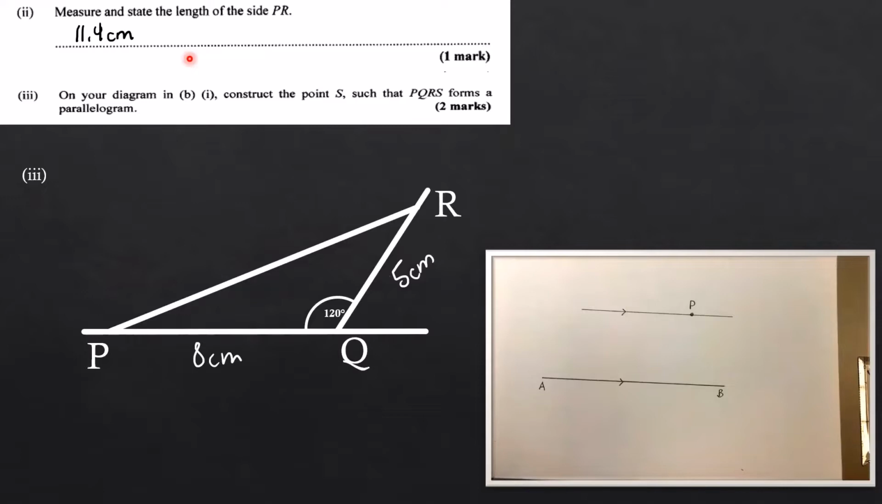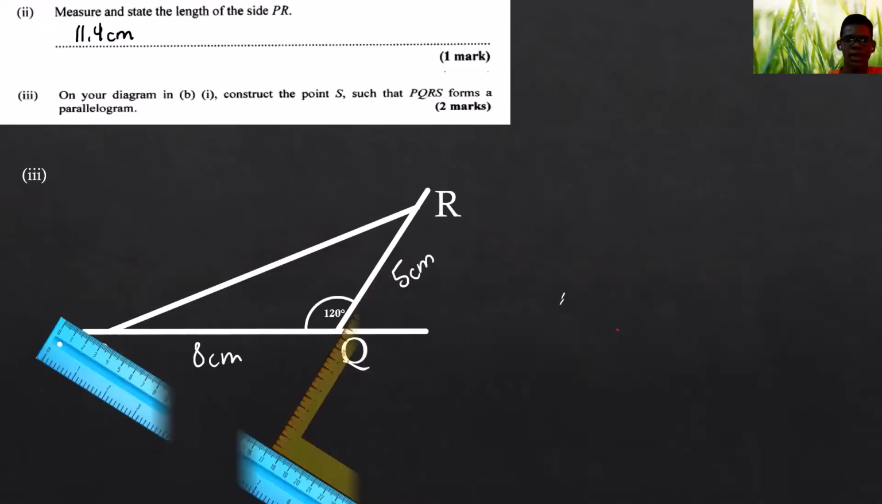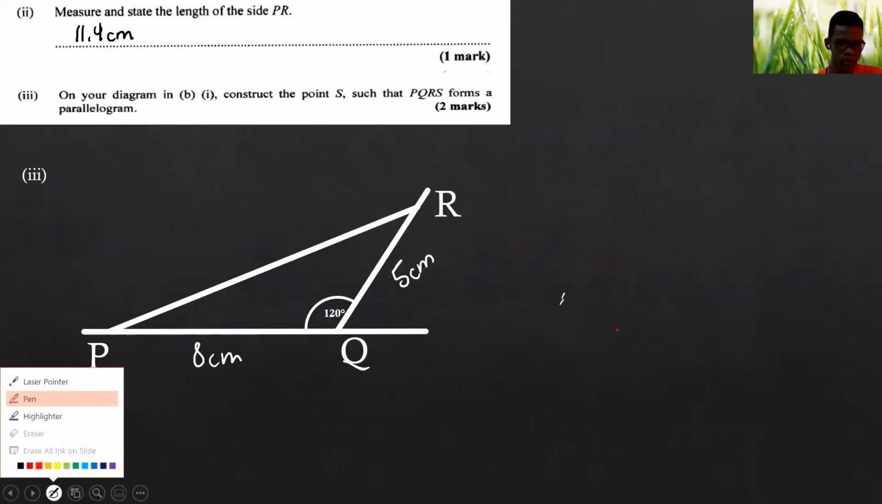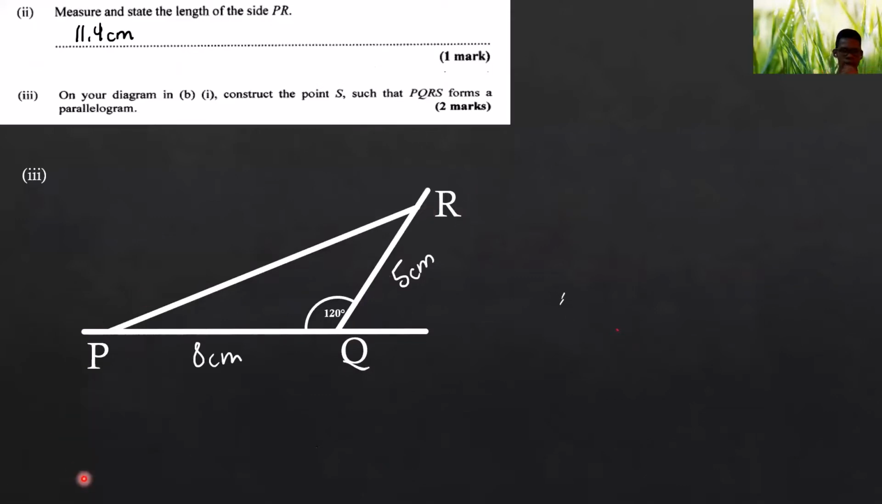So we have a similar point P. I'm going to carry two parallel lines. So if you want to construct a parallelogram, this is what we're going to do. We want to create a parallelogram right away.